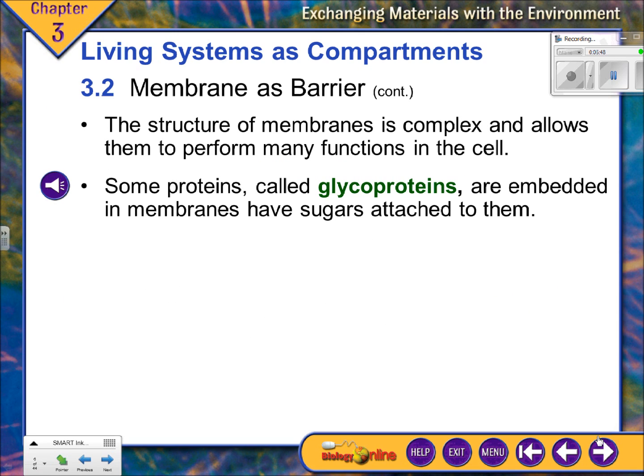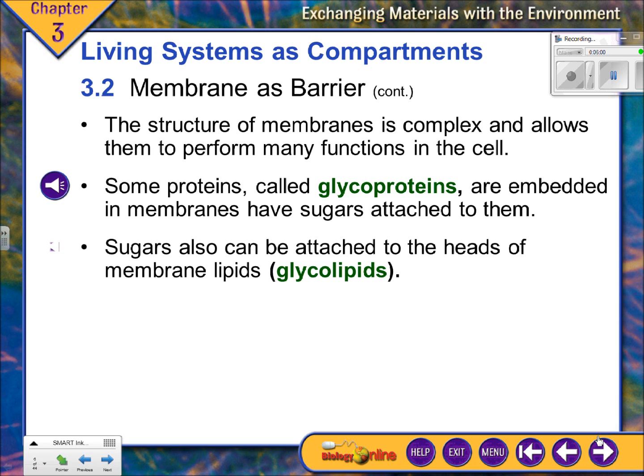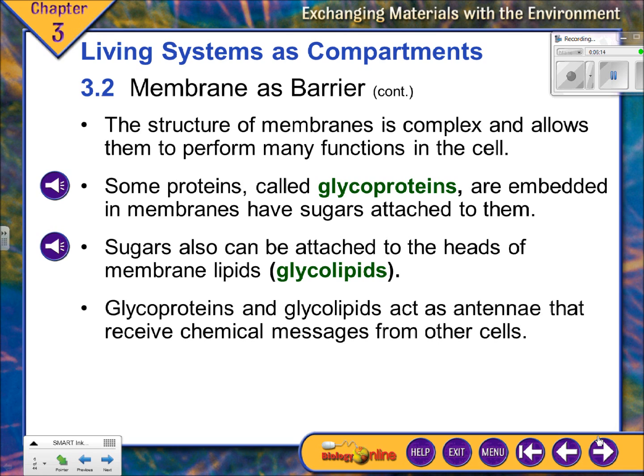Okay, so like I said, there's lots of different proteins. Some are known as glycoproteins. What does that glyco remind you of? Glucose. And so you'll see little carbohydrate chains sticking off the proteins. And then there's also glycolipids, and sugars can be attached also to the heads of lipids that are embedded in the membrane.